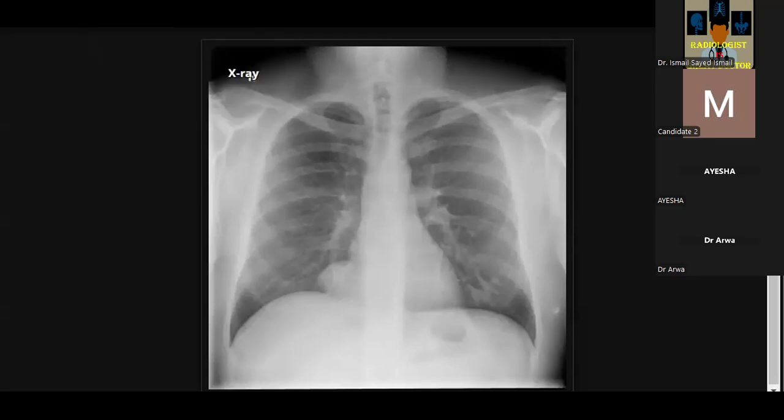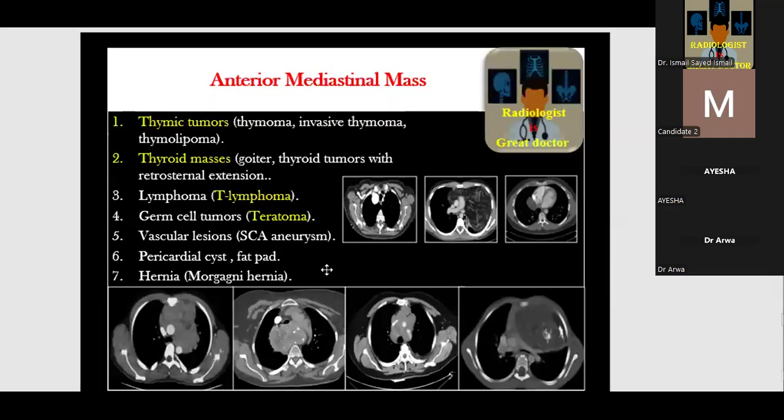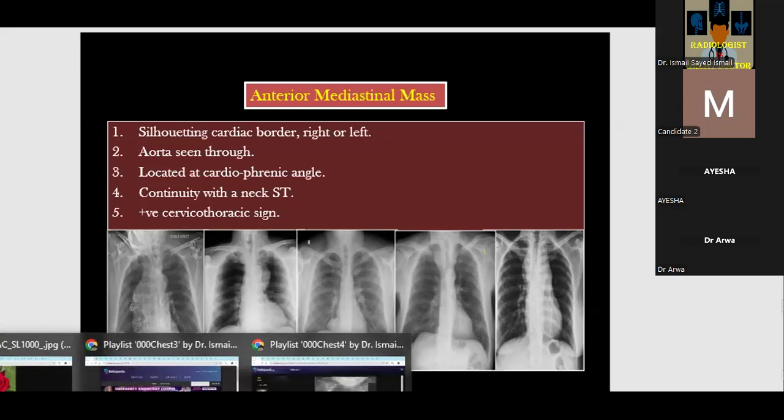To recollect the signs of anterior mediastinal lesions: continuity with the cardiac border, and you can see posterior mediastinal structures through it, so this lesion is anterior. Specific location like the cardiophrenic angle. And the most important sign is the positive cervicothoracic sign, with the superior border fading out above the clavicle.